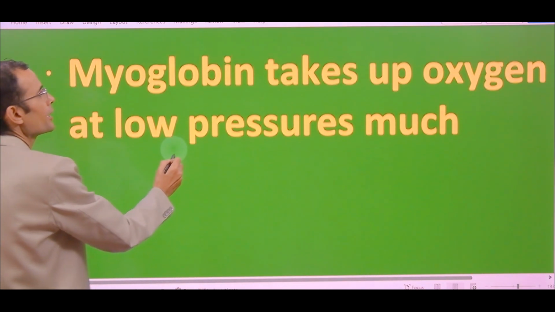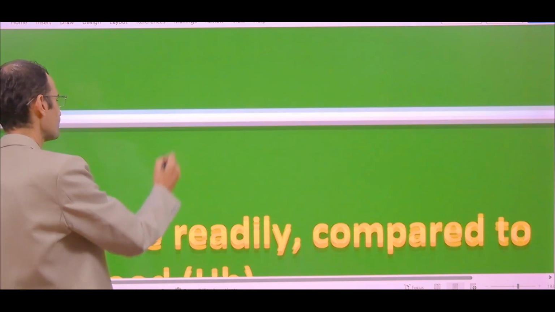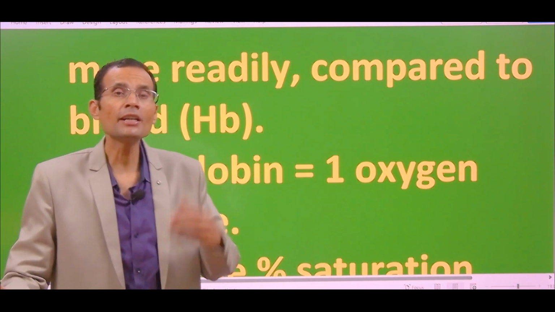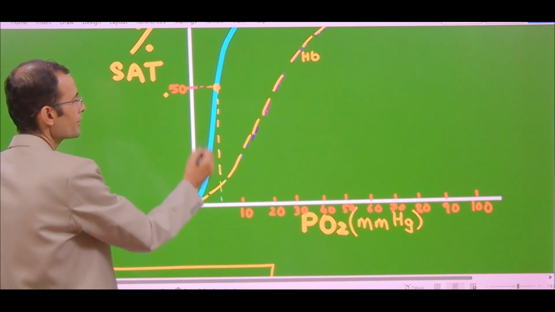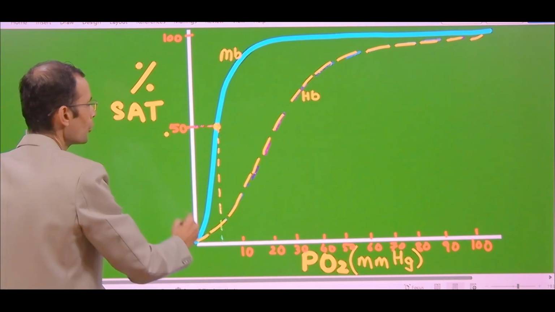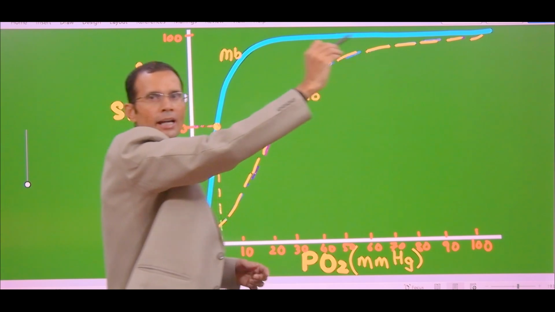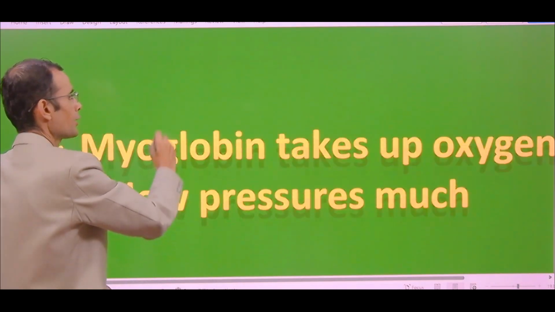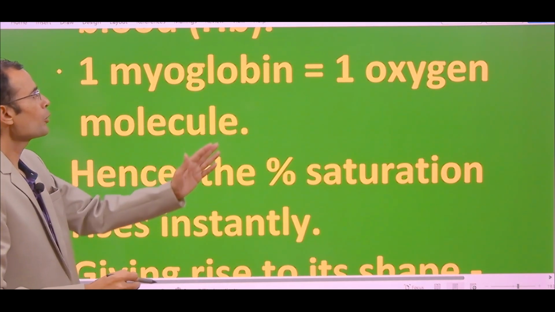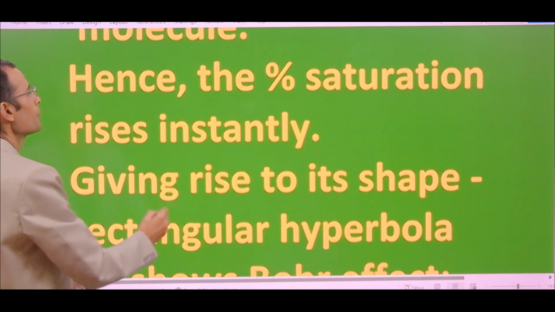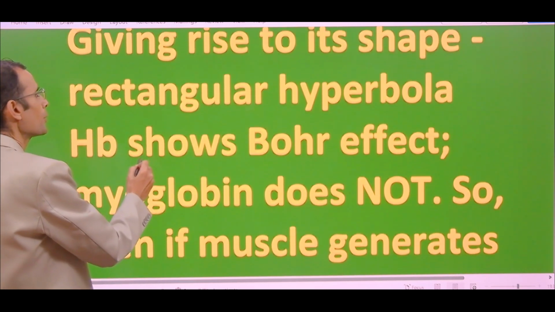Okay, let's go through the remaining part. Myoglobin takes up oxygen at low pressures, and much more readily it takes up the oxygen at low pressures. You can see here the graph is going up at the low pressures, and then at high pressures it is holding that oxygen. So at low pressures it will take up oxygen, it has high affinity, one myoglobin is equal to one oxygen molecule, hence the percent saturation rises instantly. We saw that. Therefore it is a rectangular hyperbola.